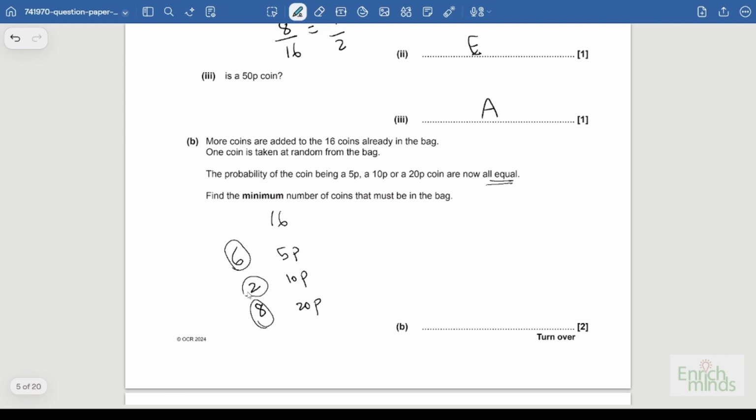If I make the 10p coins also equal to 8, then I need to add 6 more coins to it, and I need to add 2 more 5p coins to get 8 5p coins. Now I have each of them 8 coins. So there are 8 5p coins, 8 10p and 8 20p. Drawing any coin from this has got the equal probability. So the minimum number of coins now are 8 plus 8 plus 8, that is 24.